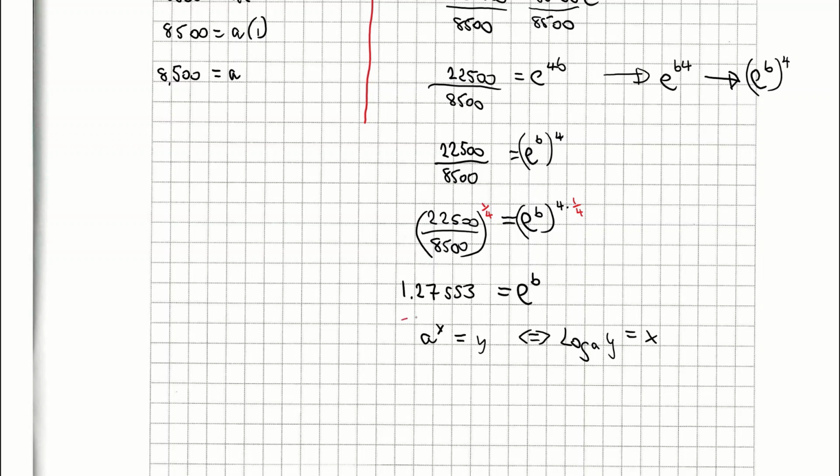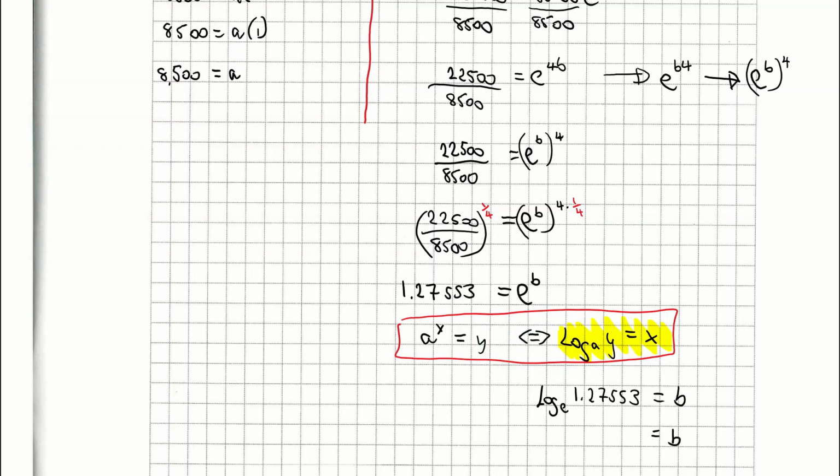Okay, so I'm going to use this piece of information here. And let's fill it in. So my a to the x is my e to the b, and my y is my 1.27553. So hopefully you can see that. So I just need to manipulate it into this form here. So that's going to give me the natural log, so log to the base e, which is my a, and I'm multiplying that by y, which is 1.27553, equals my x, which is my power, which is b.